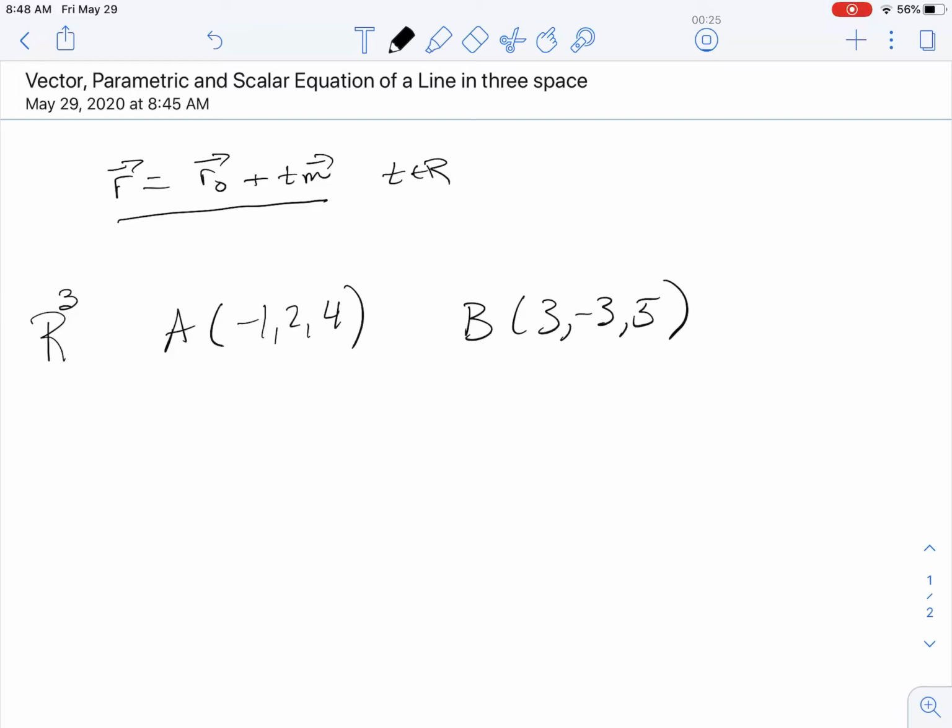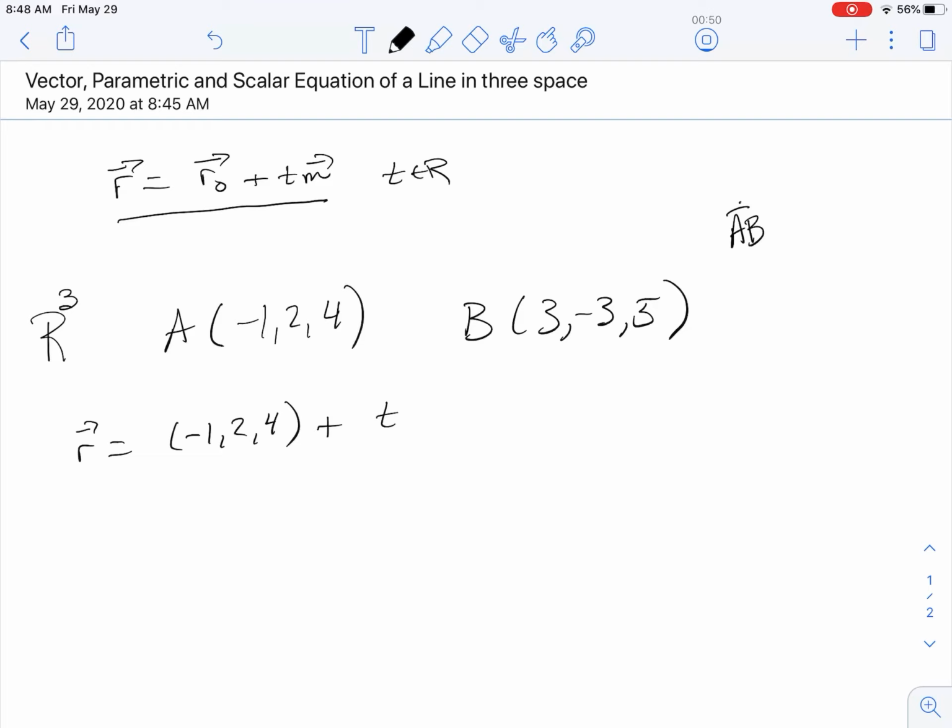So from the prior video, here is what we're going to use to create the vector equation of a line. Here are 2 points in 3-space. Now again, the r naught vector is any point on the line, so I could use either A or B. I'm going to use A, you might have used B, plus the parameter t multiplied by the direction vector.